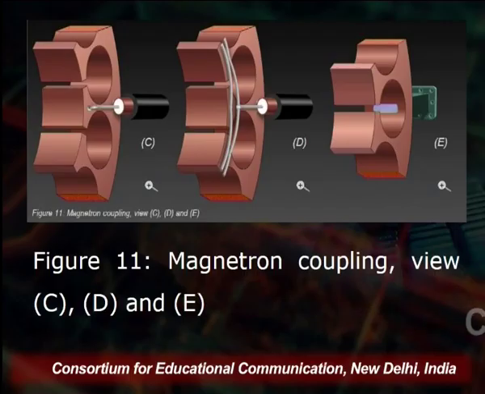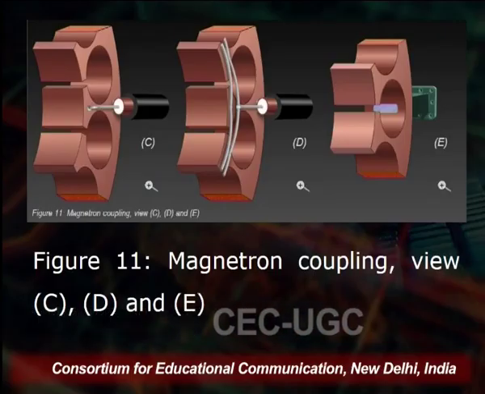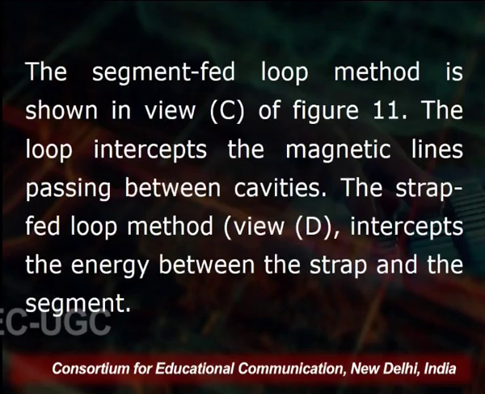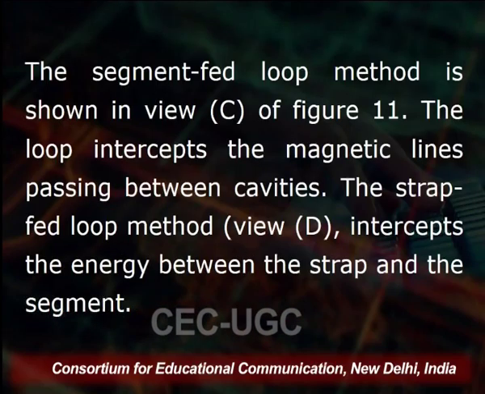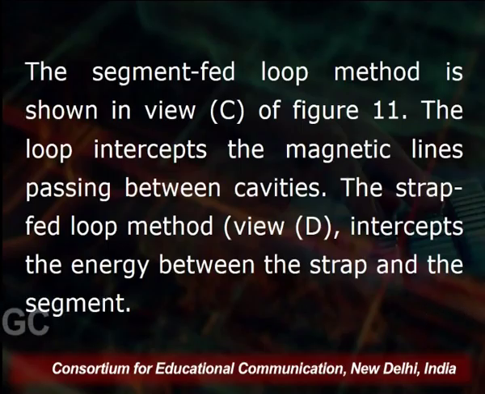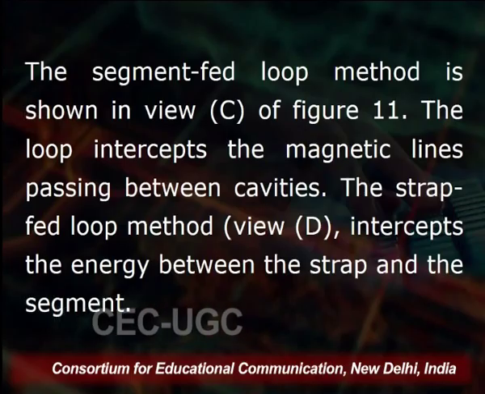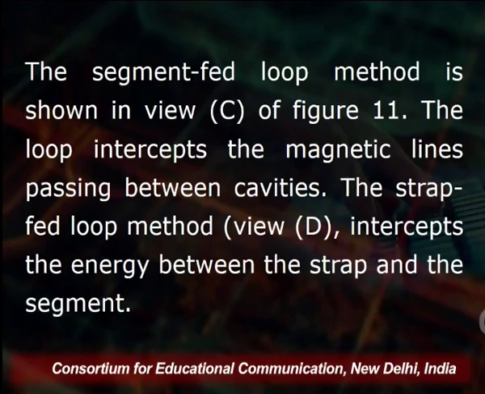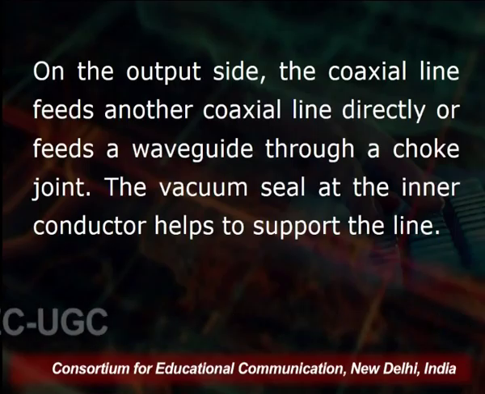Here you can see the magnetron coupling view for the various positions. The coupling can be done in various forms. The segment fed loop method is defined here: the loop intercepts the magnetic lines passing between the cavities. The strap fed loop method intercepts the energy between the strap and the segment. These two will be intercepted.